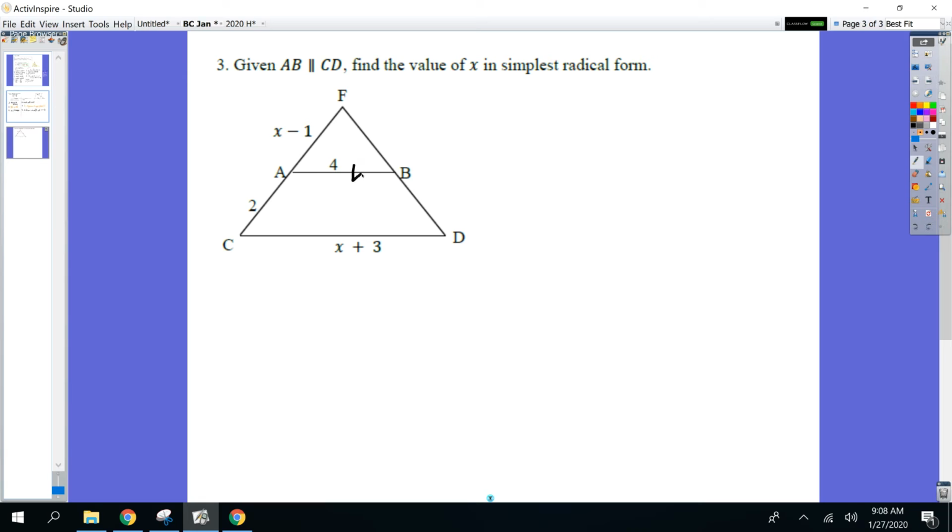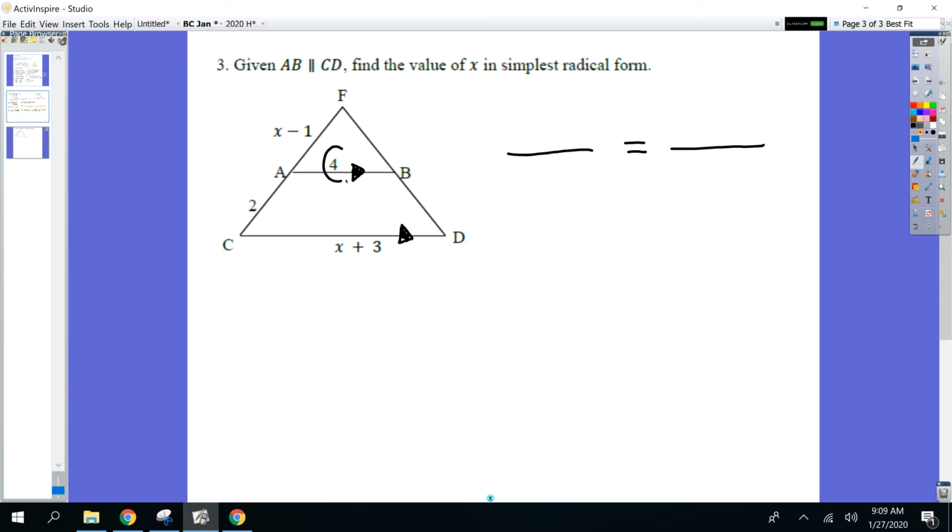AB parallel to CD, have to know that. Find x, and so I know I'm going to set up a proportion with the sides. Before midterms, we talked about this theorem called the side splitter. That if I have the parallel lines, it cuts the sides proportionally. Can I use that here? Can I use side splitter to say x minus 1 over 2 equals 4 over x plus 3? No. You cannot use side splitter with the parallel sides.